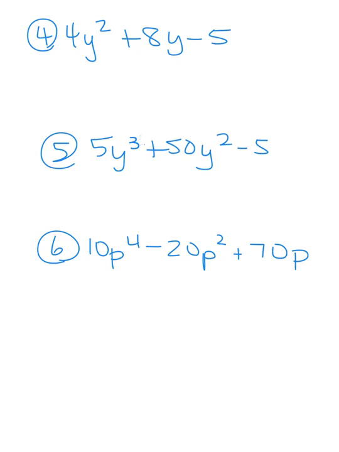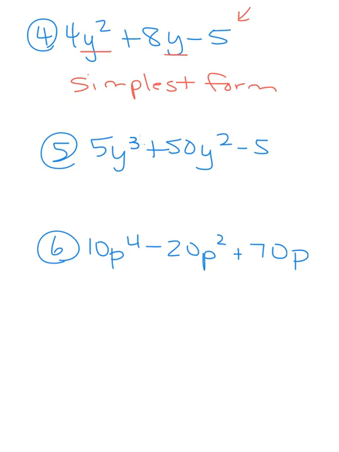And looking at number 4, my coefficients are 4 and 8, and then my constant in the end is 5. Now there's no number that goes into all three of those. When I'm looking at my y values, I have y to the second, and then I have y, but I don't have any y in my last term, so there's no greatest common factor. So I just say that this is in simplest form because I can't factor anything out.